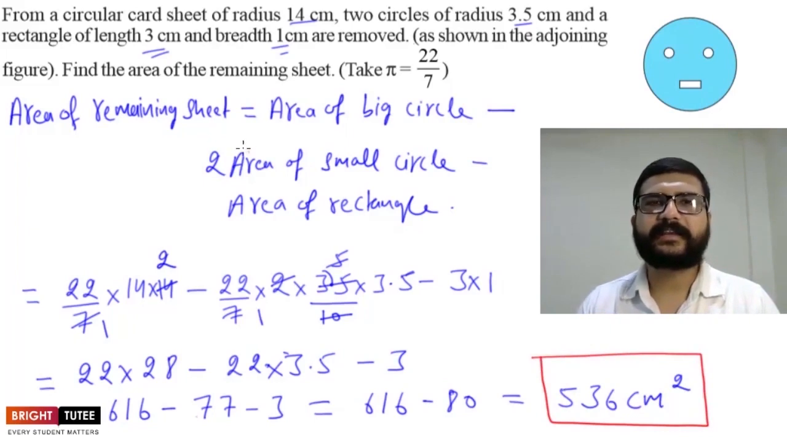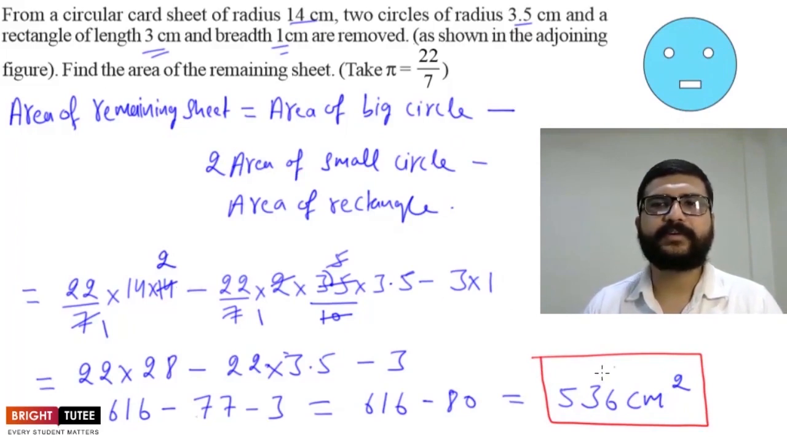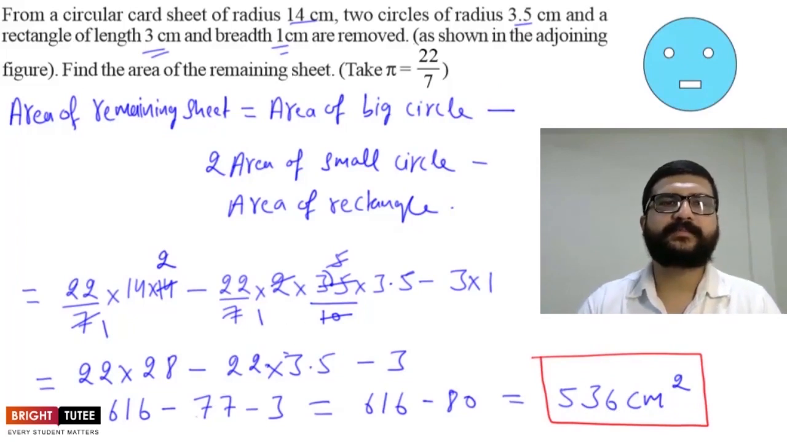So what we did here, to find the area of the remaining sheet, we subtracted the area of both the circles and the area of the rectangle from the area of the bigger circle. By doing that, we got the area as 536 square centimeters. Now let's move to the next question.